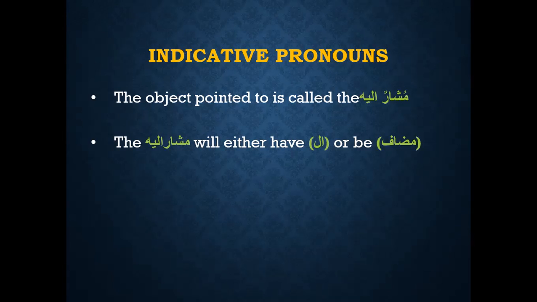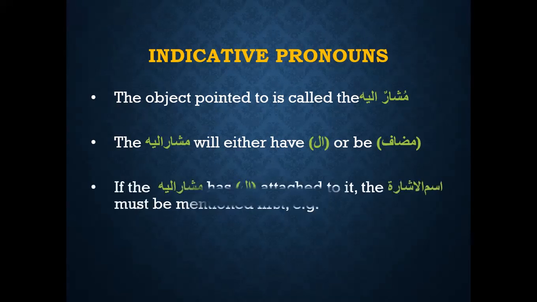So musharun ilayh could be in 2 states, either with al or in a mudaf ilayh construction. Obviously, if it is in a mudaf and mudaf ilayh construction, in that murakkab idafi, in the possessive case, it cannot have al because mudaf cannot take al. So you have only 2 possibilities: either it has al on it or it is mudaf ilayh. If it is in mudaf ilayh status, it must come before ism ishara. Remember that. If it is with al, it should come after ism ishara.